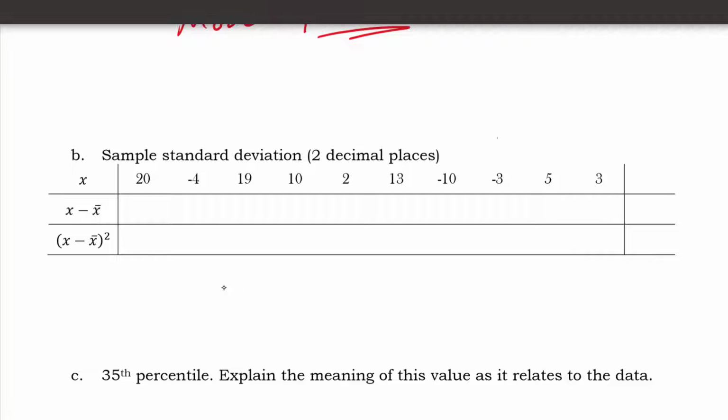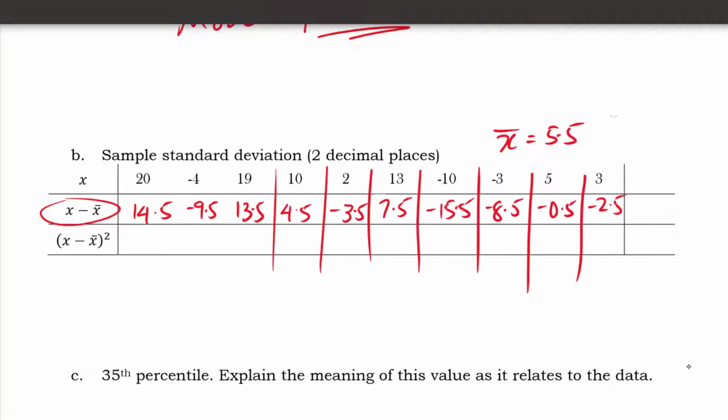Now, we know the sample mean x bar here is 5.5. So first, we need to find the deviations from the mean by subtracting 5.5 from every single value here. So if we do 20 minus 5.5, that will give us 14.5 here. And when we add up these deviations from the mean, the sum here must always be 0. The sum of deviations from the mean must be 0.